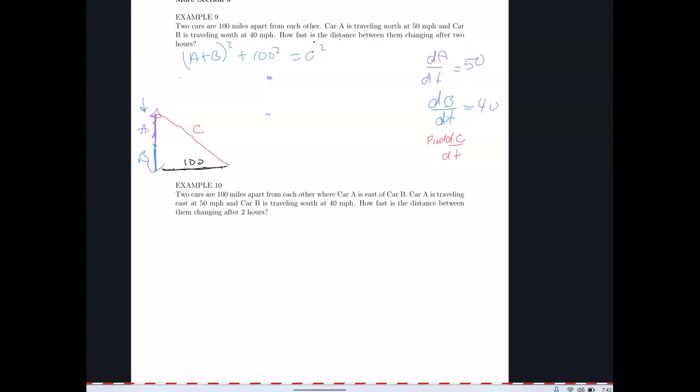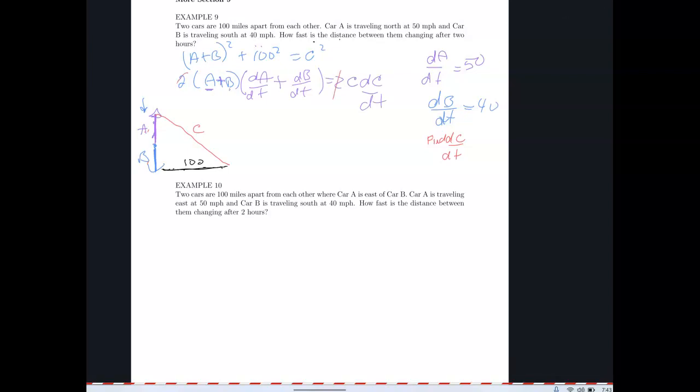Let's go in to take the derivative. So I have 2 A plus B to the 1 power. Now I have to go in and take the derivative of the inside. So taking the derivative of A, it's dA over dt, and then I move plus, right, go to the next term, take the derivative of B, it's dB over dt. Derivative of the 100 squared is 0, and then I get 2c dc over dt. All right, I like to cancel my 2's.